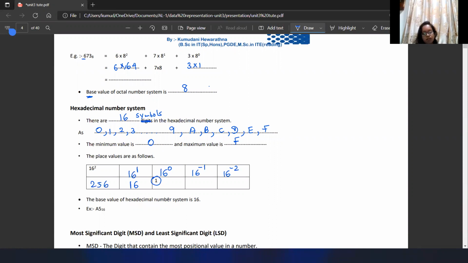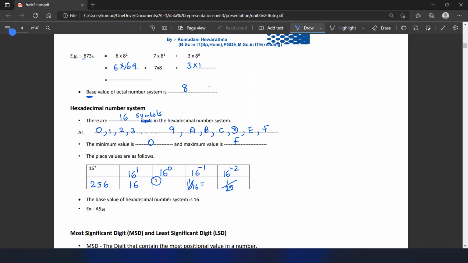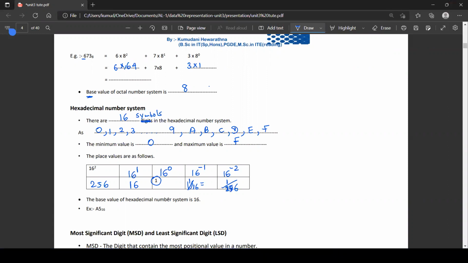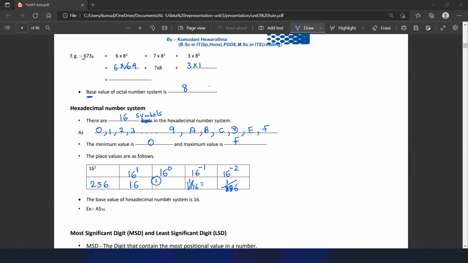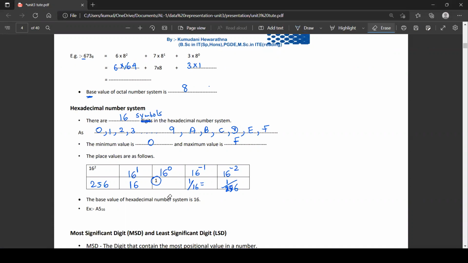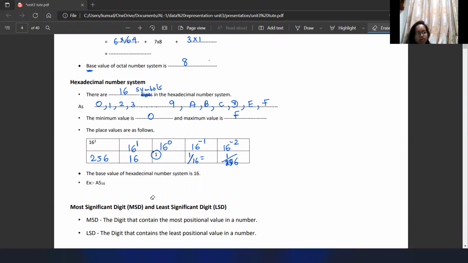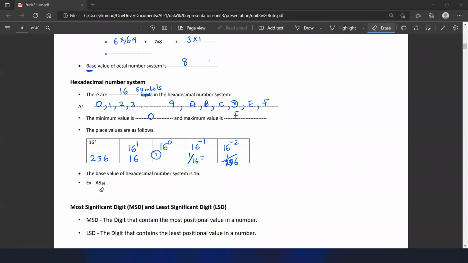Then 16 to the power minus 1 means 1 over 16. Again, just simplify it later. Here, 1 over 256. The base value of the hexadecimal number system is 16. The example is this one.